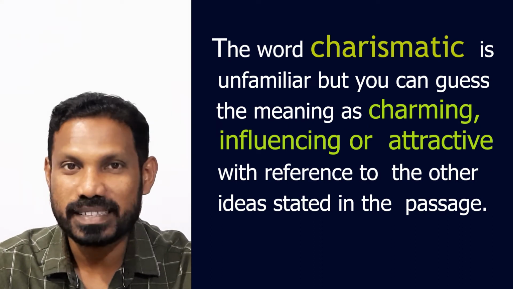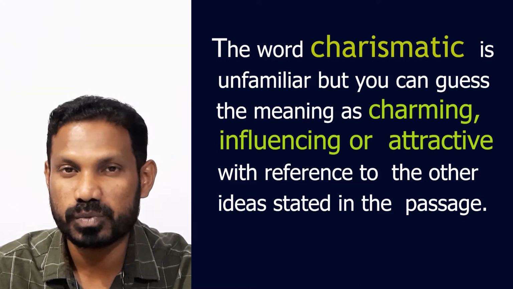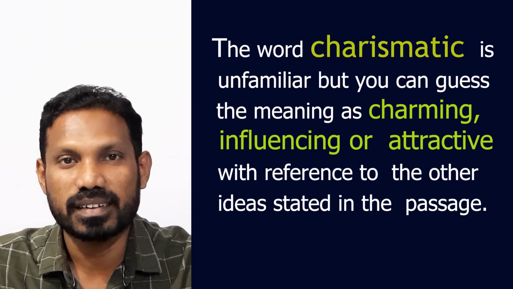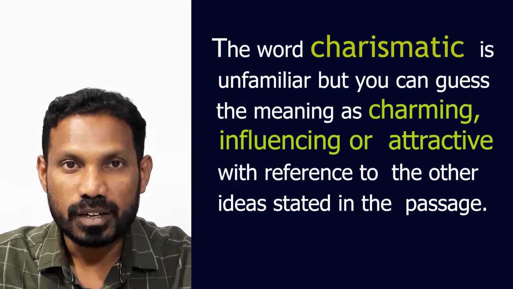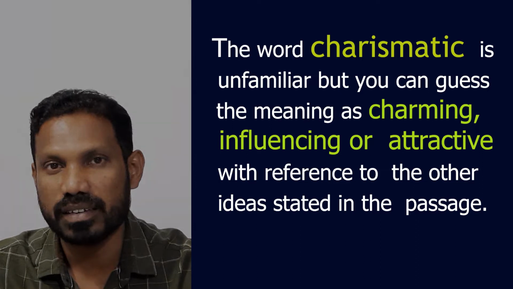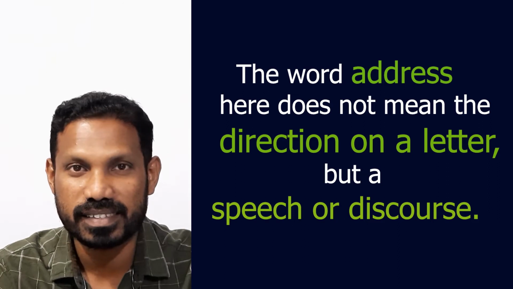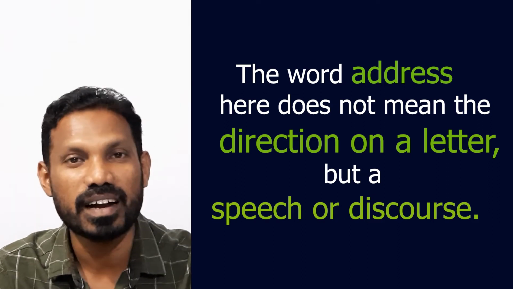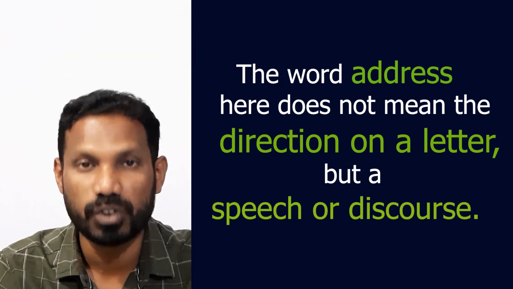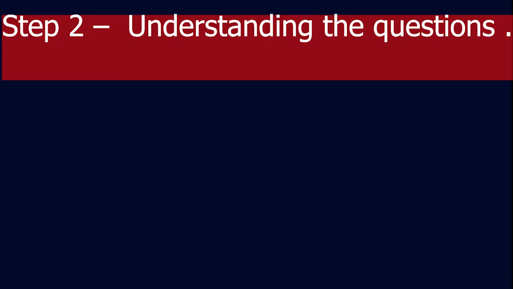So when you have gone through the passage, you would have noticed that I have demarcated 2 words. The first one, charismatic, because it is an unfamiliar word. So you can guess the meaning as charming or attractive. The other word, addressing. Of course, whenever you hear the word address, the first thing that comes into your mind is the address on a letter. But here address is used as a verb, which means to make a speech or a discourse.